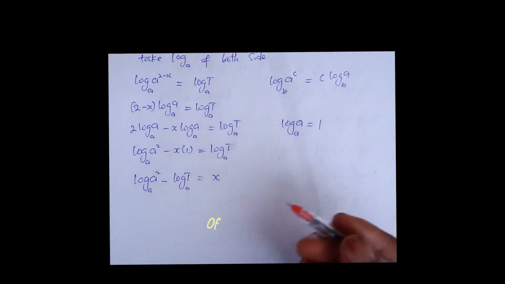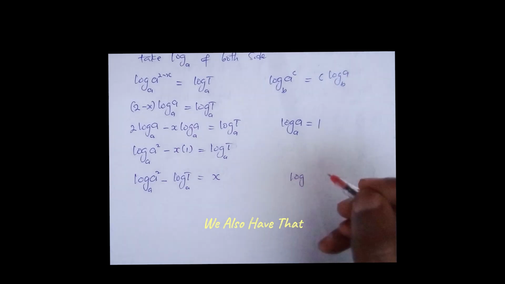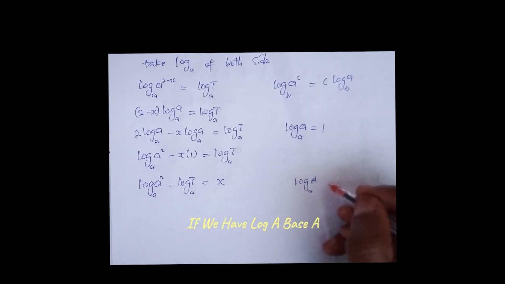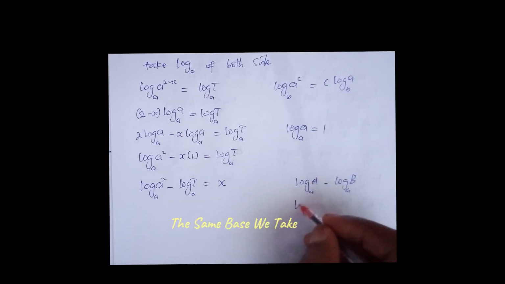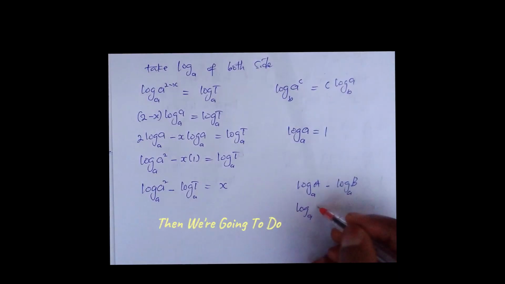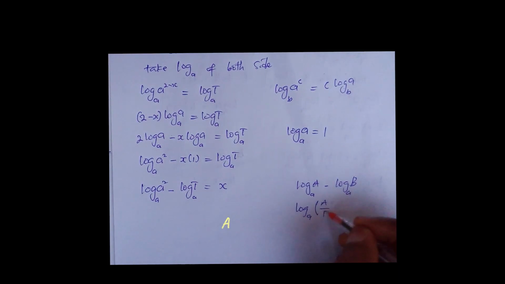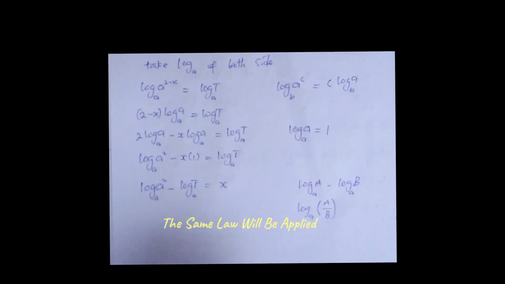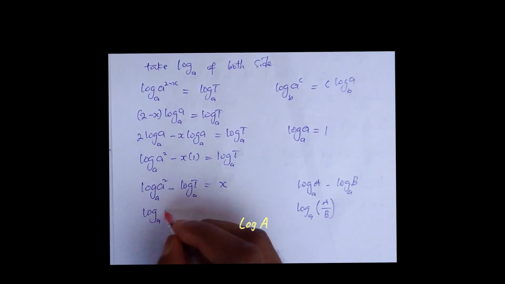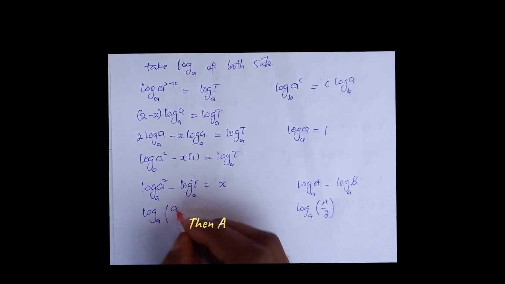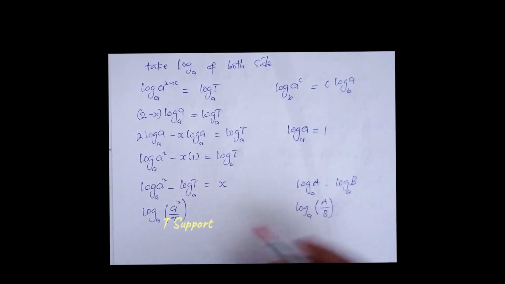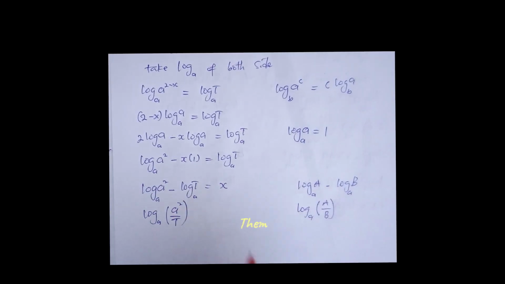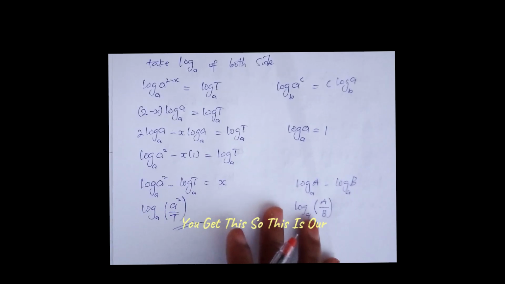From the law of logarithm, we also have that if we have log a base a minus log b base a, the same base, we take one of the bases and it becomes log of a over b. The same law will be applied here: log of a squared over t, where a squared is a and t is b. When you compare them, you get this. So this is our final answer.